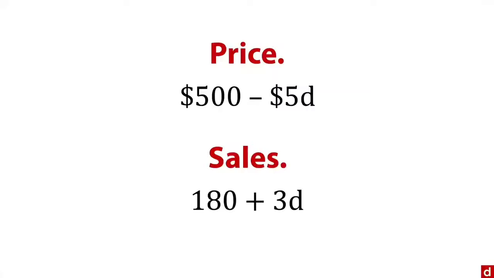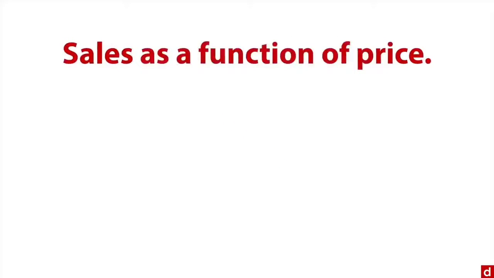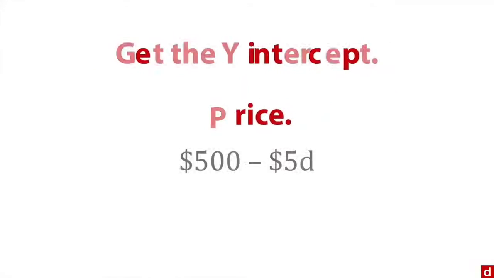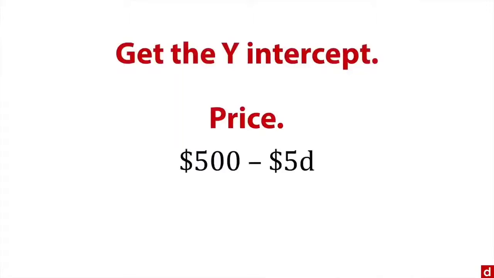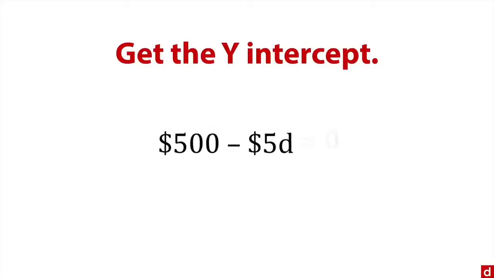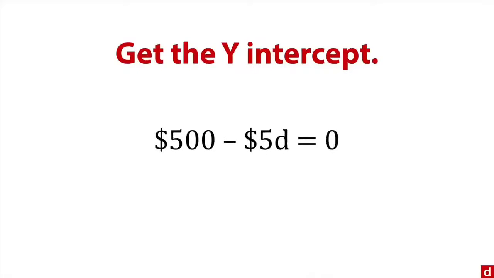So what we're going to do here is we're going to find sales as a function of price. Now, to do that, the first thing we have to do is get the y-intercept. So we have price here. $500 is the current annual subscription price minus $5 times D. And what we're going to do is we're going to get the y-intercept by solving when does this equal 0.